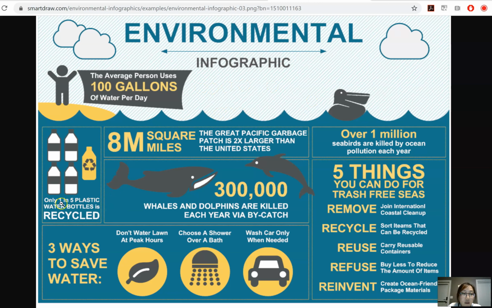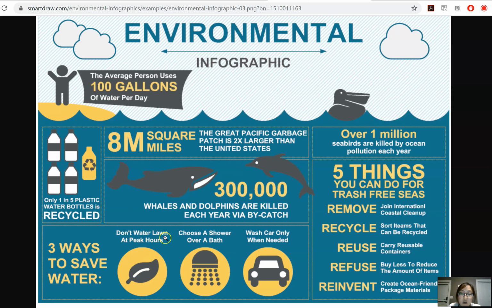So you can see here, only 1 in 5 plastic water bottles is recycled. You can see the pictures here, and then this is the 1 out of 5 that's recycled. Again, seeing visuals is much more effective in communicating what you want and helping people to remember. Same thing here, the 3 ways to save water. You can see little icons that help you to remember.